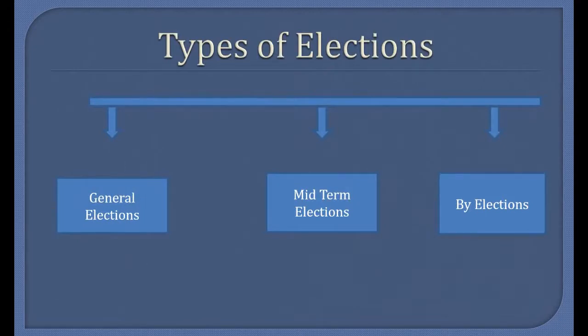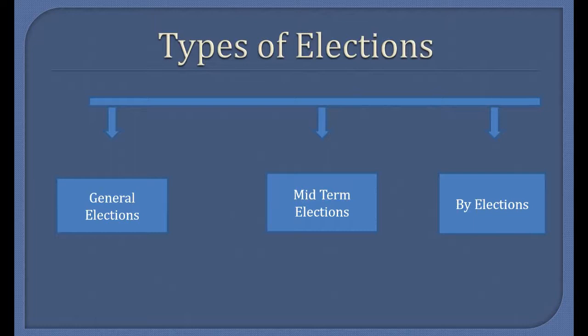Types of election. There are three types of election, or we can also say that there are three different forms of election. That is, we have general elections, midterm elections, and by-elections. Now children, what are the differences between all three forms of election? So let us understand what they generally mean.